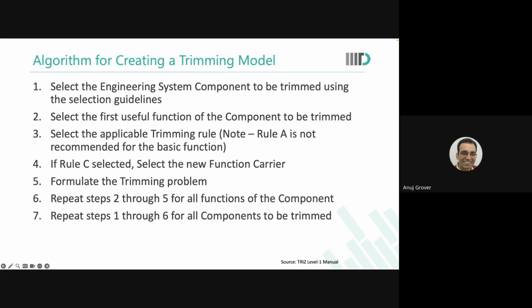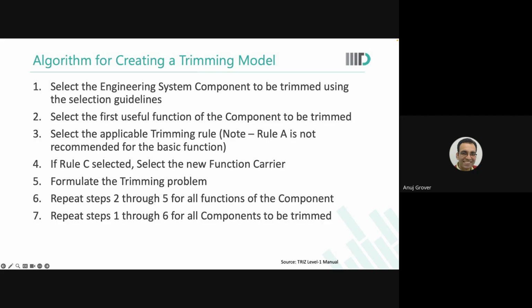Okay. Then, if rule C is selected, select the new function carrier and formulate the trimming problem. What is the trimming problem? How do I transfer function from component A to component B? So you change the problem. What was your first problem? The first problem was, how do I solve the key disadvantage? Now the problem is how do I have component B do the job of component A? This could be far simpler than solving the first key disadvantage that we had. Are you able to see this?